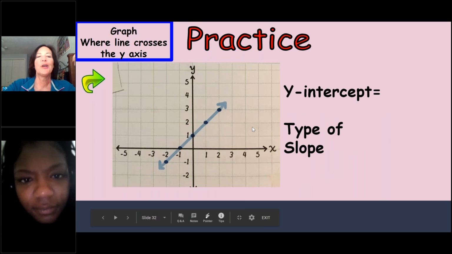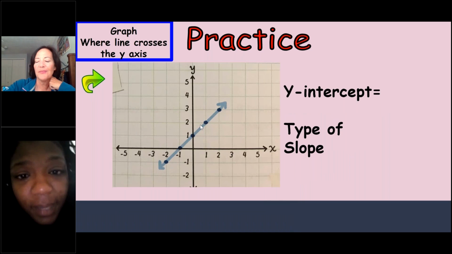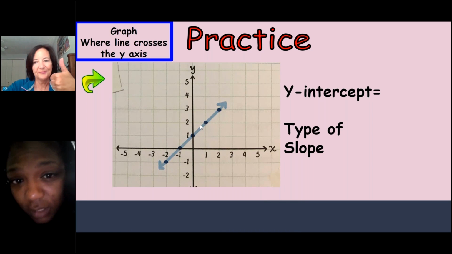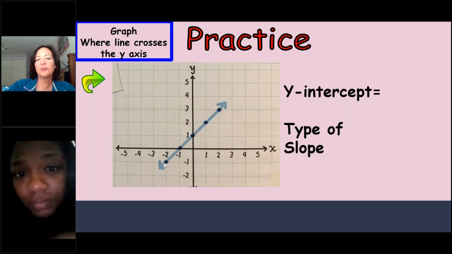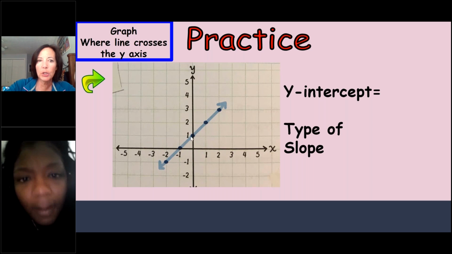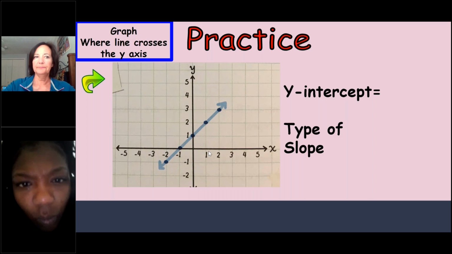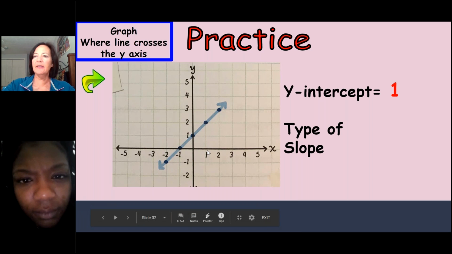Okay. So now this one, would this be a positive slope? Absolutely, because as we go from left to right, the same way we read a word or read a sentence, it is sloping upward. So it is a positive slope. And what is the y-intercept on this one? 1. That is it.